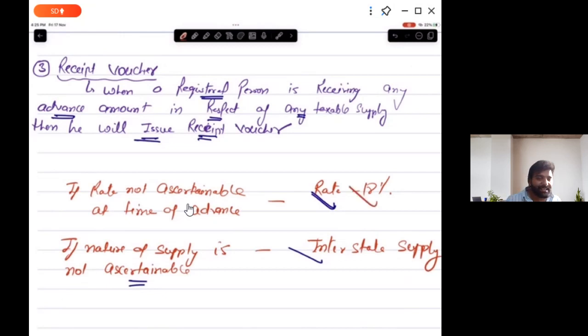And second thing is, if the nature of supply is not ascertainable, if I am not sure whether the address of delivery will be in the same state or another state, because only the advance has been received, I don't know whether the delivery will be in the same state or another state, then it will always be considered as interstate supply. Always. If the nature of supply is not specified, always assume interstate supply. If the rate of tax is not given, always assume 18% rate of GST. This will be our clear assumption.